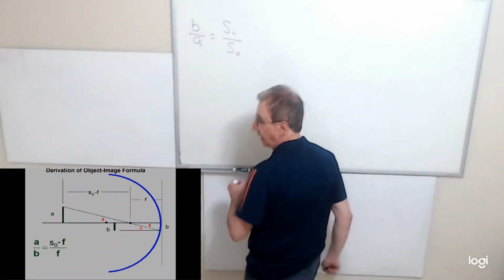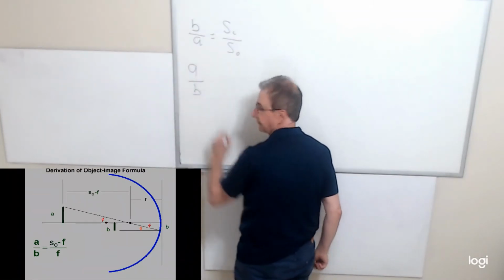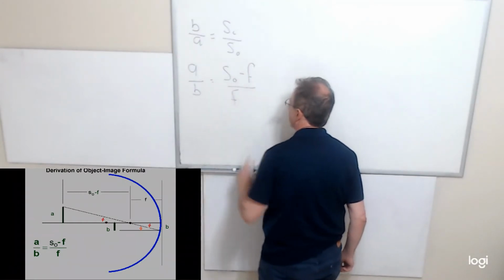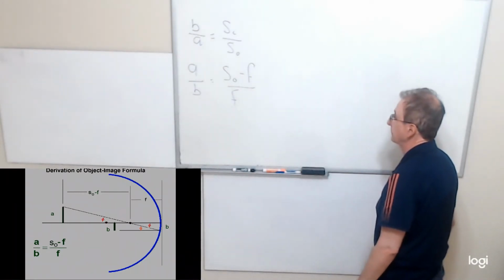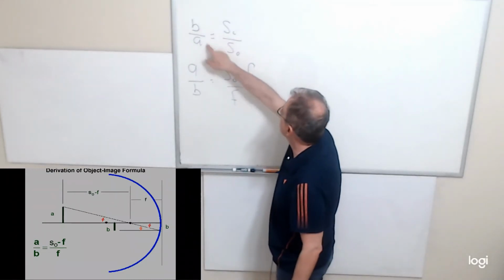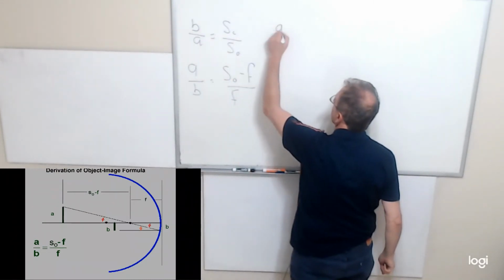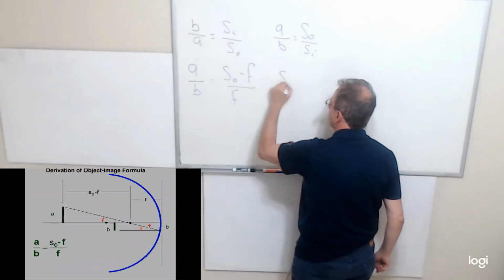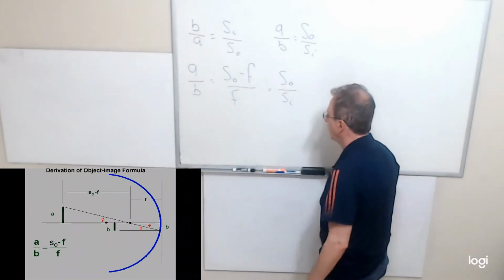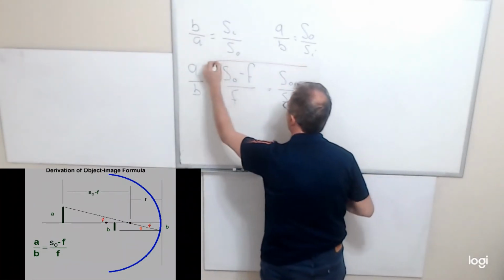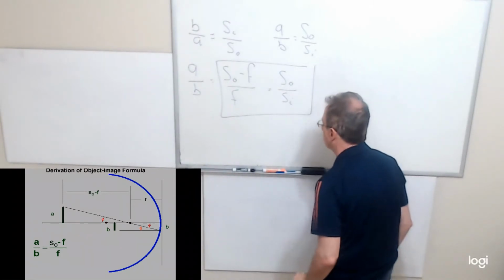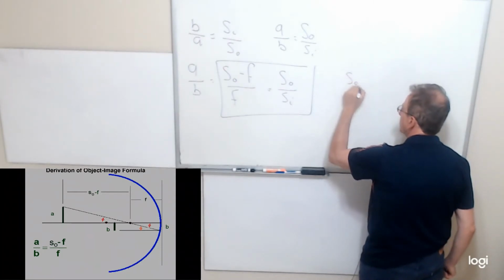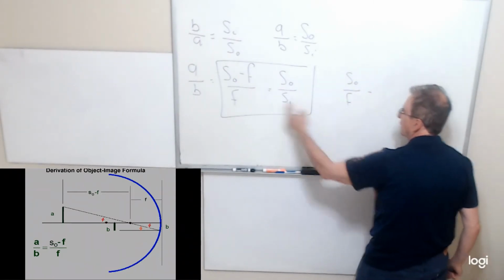So we have A over B is equal to S naught minus F over F. But if B over A is this, and A over B is S naught over S sub I. And let me look at this equation right here. This is the same thing as writing S naught over F minus, well, F over F, which is 1.